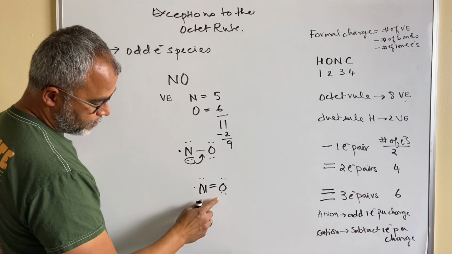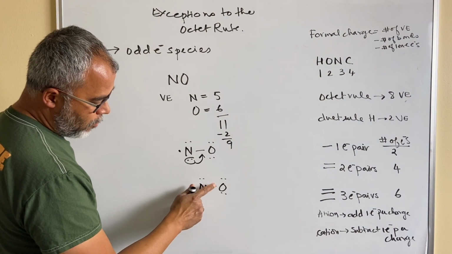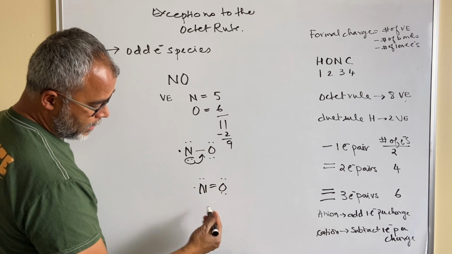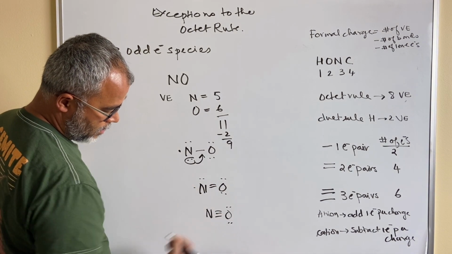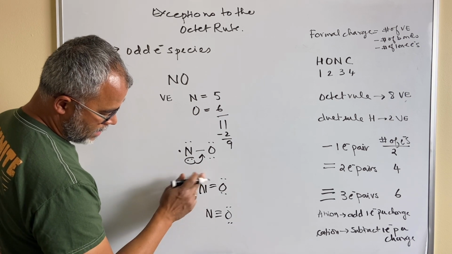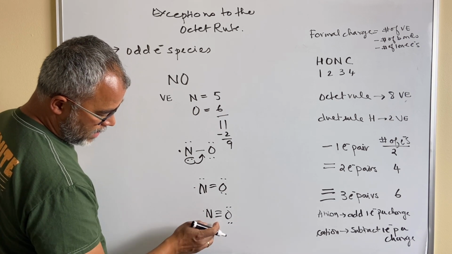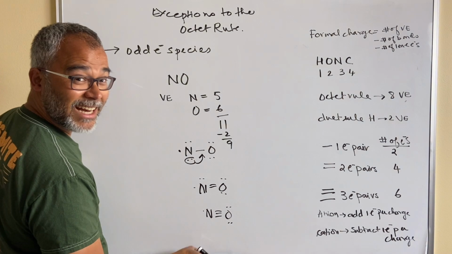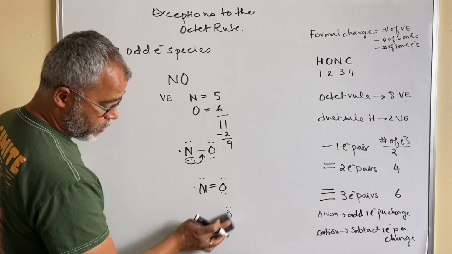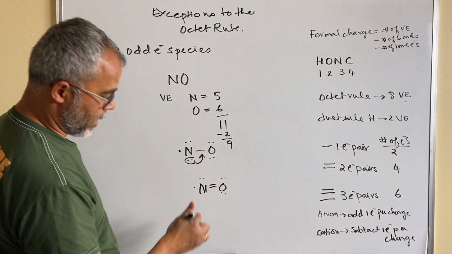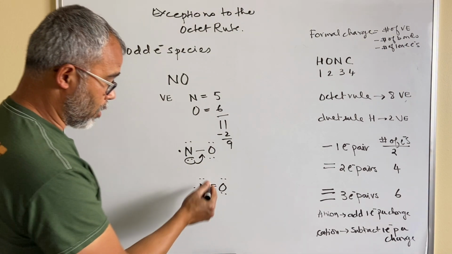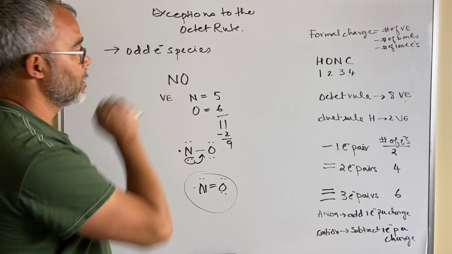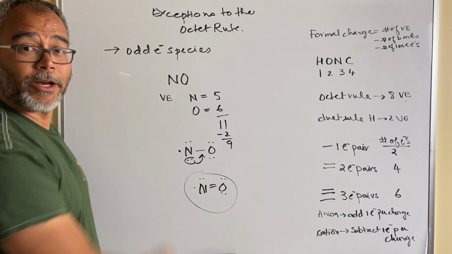Now if I put one more out there, I could have something like that. If I slide these two over, then this oxygen has 10. So that's not an acceptable structure. You can't have more than 8. So this would be the most valid structure for an odd electron species like NO.